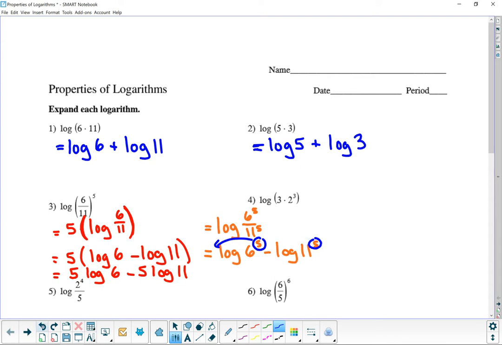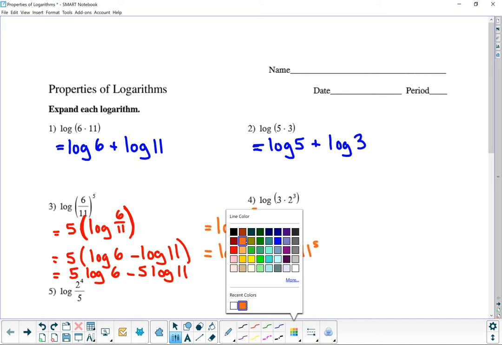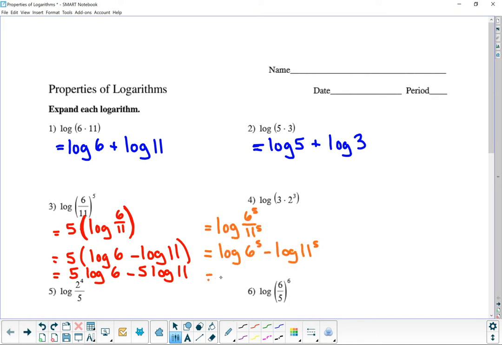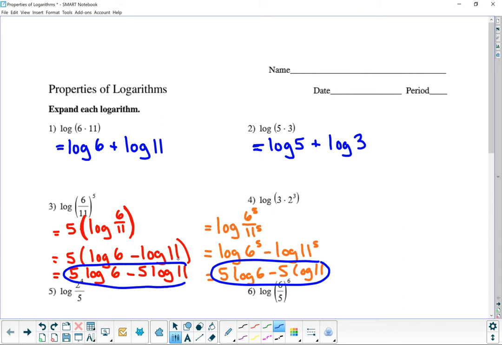So same thing like that. And as a result, we end up getting 5 times log 6 minus 5 times log 11. And you can see that they're both the same answer, whichever path, whichever route you take. Okay, many paths, one destination. Something Yoda would say. Master Yoda. Not just any normal Yoda, Master Yoda.